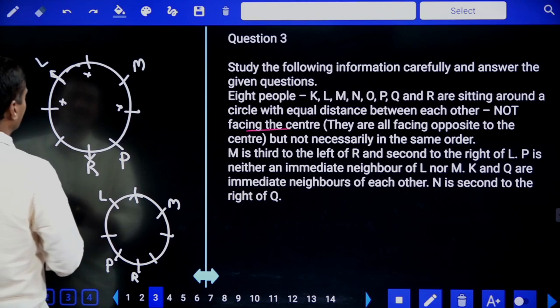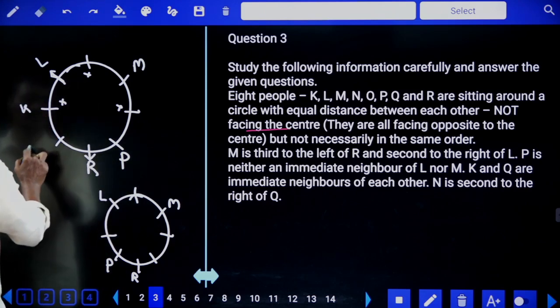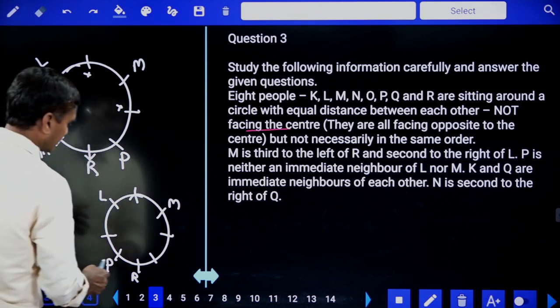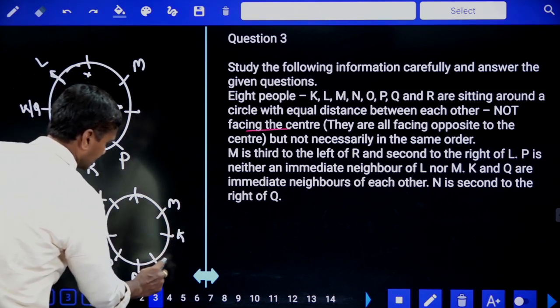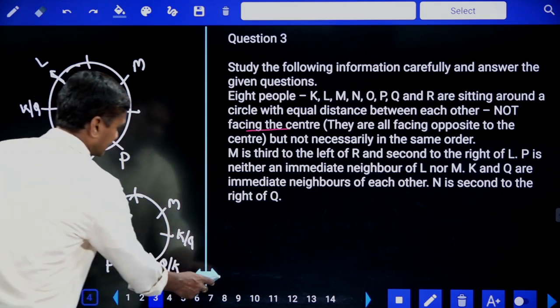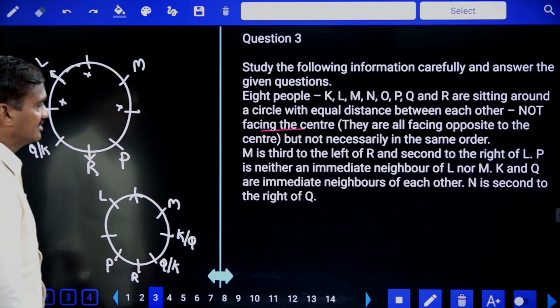And next one, K and Q are immediate neighbors of each other. Where should K and Q come? If K is here, Q is here; if K is here, Q is here. K and Q are immediate neighbors. Here also K and Q. K and Q are immediate neighbors of each other.